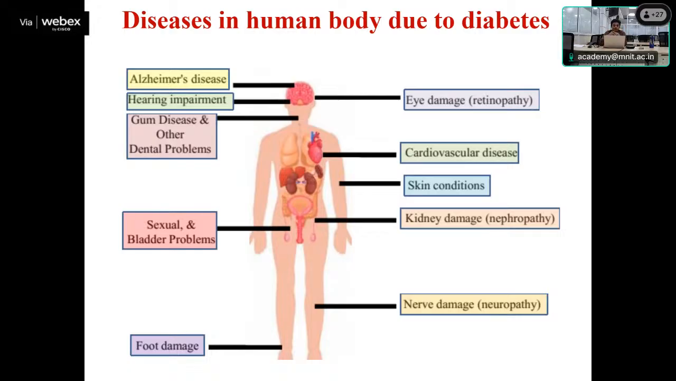You could have hearing impairment. You could have some sort of dental and gum disease. Your CVD, where we are talking about heart attack. A heart attack is nothing but an instant, but before reaching that heart attack, whatever CVD problem arises is also because of high blood glucose inside your body. Your skin condition, your kidney problem, your bladder and sexual problems arise because of high blood glucose. Your nerve damage and foot damage are observed because of this high blood glucose value.